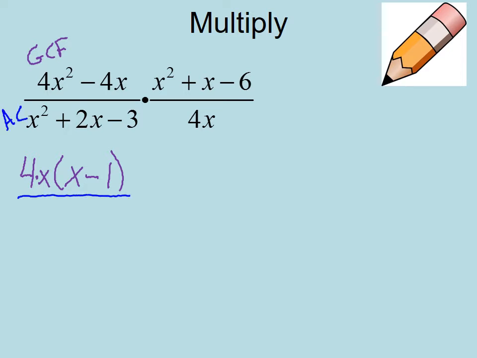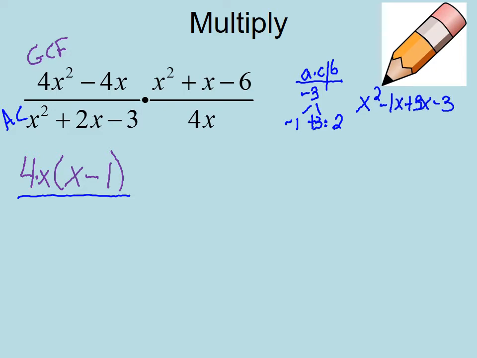That's going to come up so many times, so make sure you're very, very efficient in doing your AC method. So we're going to take A times C, which has to add up to B. So -3, two numbers that add up to 2. So I have -1 and a positive 3. So if I rewrite this, I have x squared minus 1x plus 3x minus 3.